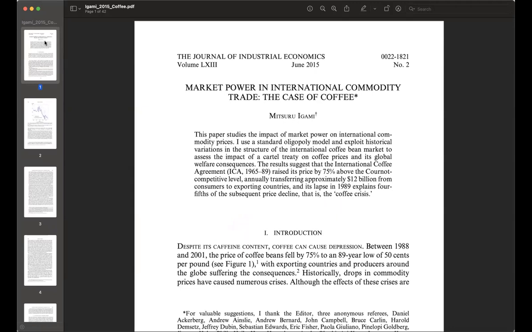Okay, so this is one of the papers that I'd like you guys to read. It should be fairly understandable or comprehensible because it's quite straightforward naman. So let's run through it. Okay, so let's read the abstract. This paper studies the impact of market power on international commodity prices. I use a standard oligopoly model, specifically the one we just studied right now.